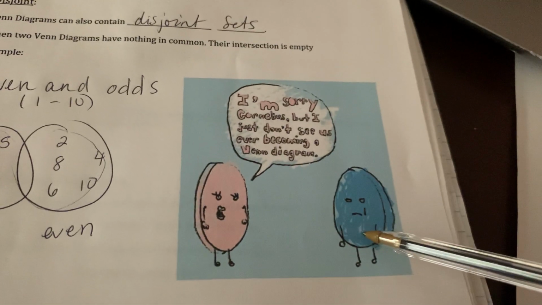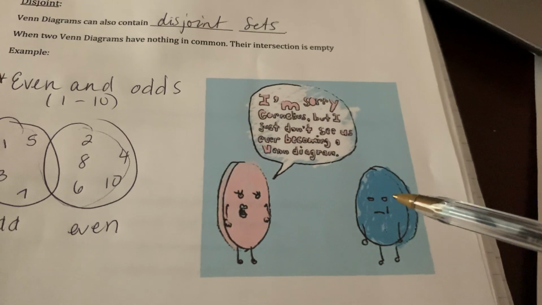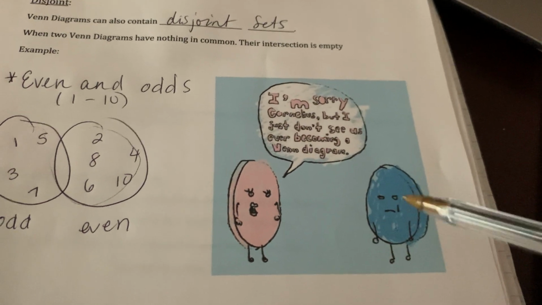Okay, and there's a little cartoon. It says, I'm sorry, Cornelius, but I just don't see us ever becoming a Venn diagram, because they have nothing in common, and he's heartbroken.